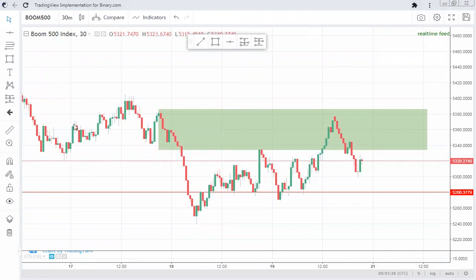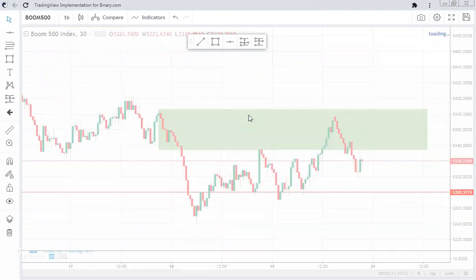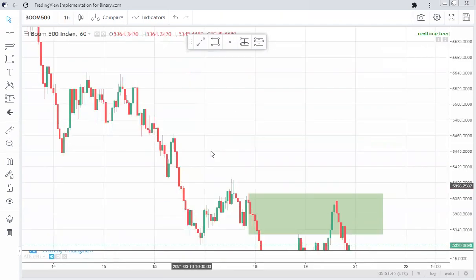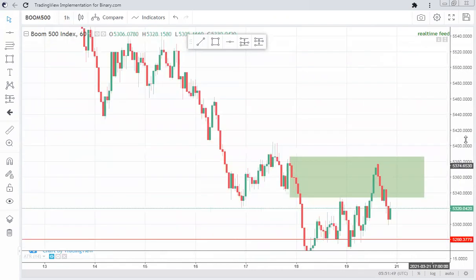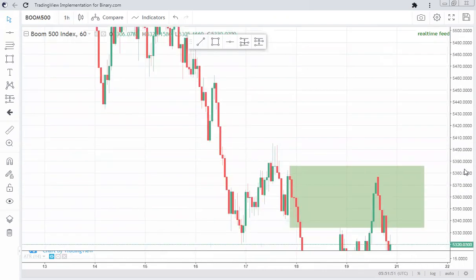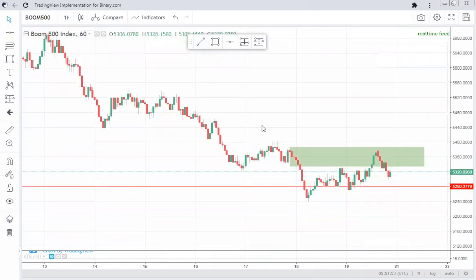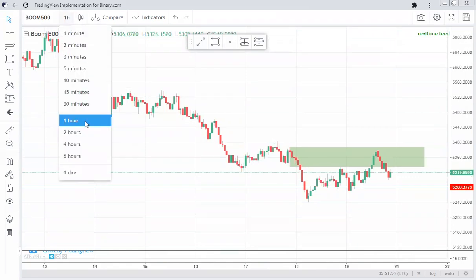Let me take it to a 1 hour time frame so we can see a better view of a larger chart. Take note, I'm using the Trading View platform, okay? In case you don't know about it, the Trading View platform I'm using, not MT5. Okay. Put it like this. Let me go to the 4 hour time.